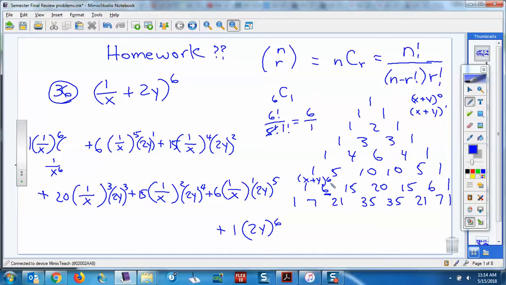Again, this formula is best when you're trying to find a specific term, which we'll get to in a minute with a problem. When you're trying to find a specific term, then it's nice to use that, because then you don't have to have all of the rows of that with you.